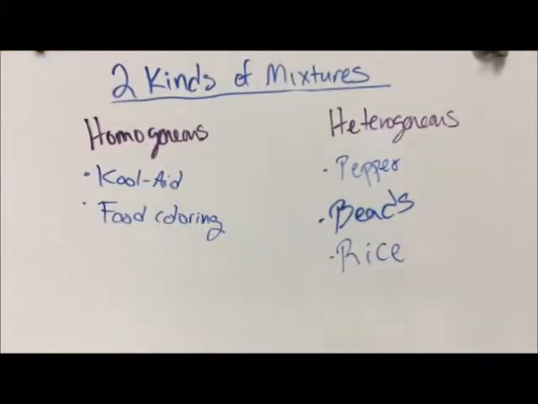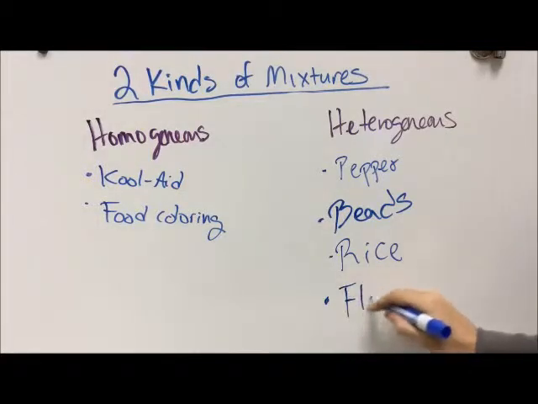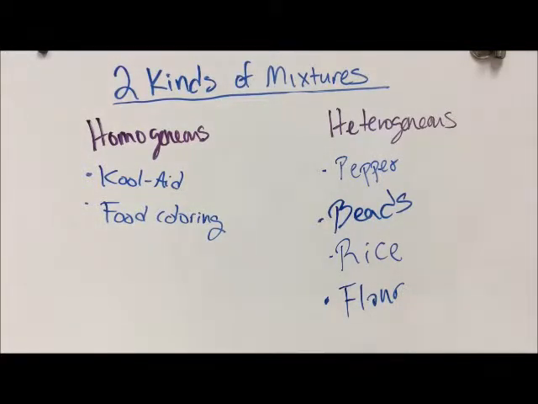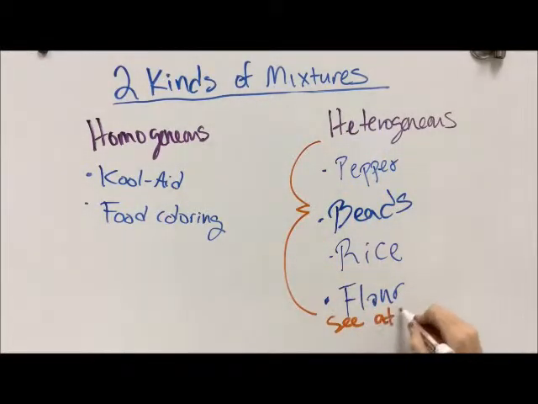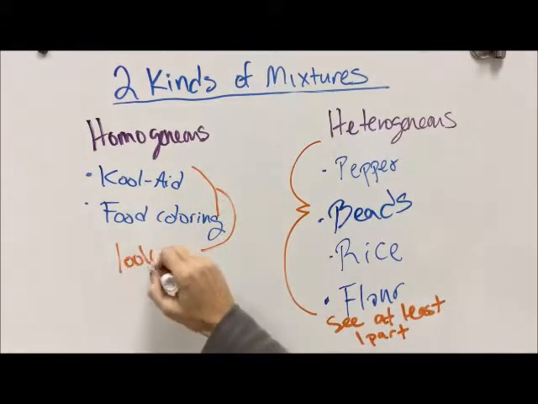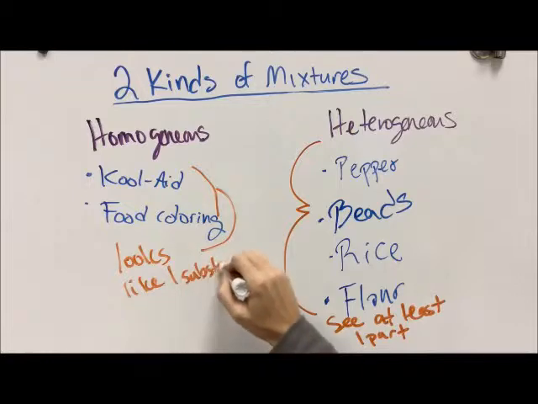So it's a heterogeneous mixture because we can see the flour separately from the water. Now, all of the things on the right over here are heterogeneous because we can see at least one part of that mixture. If you make chili, if you make a salad, you can see the lettuce, you can see the beans, so you can see the different parts.